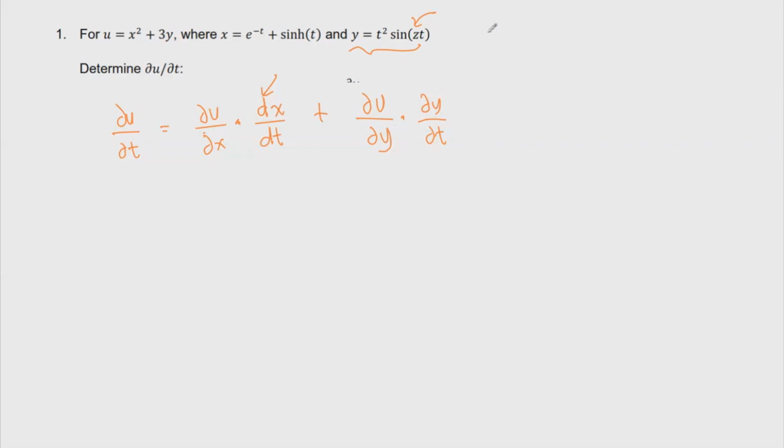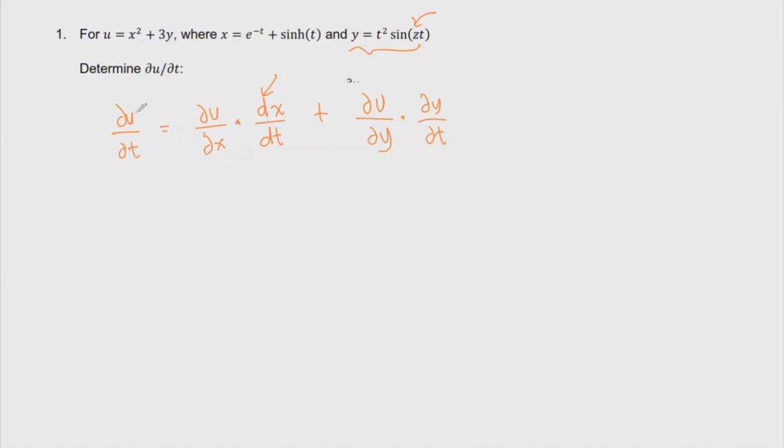If, for example, z is equal to cosine of t, then we add another term, partial u over partial z, times dz over dt, because z is a pure function of t, so we use the normal d instead of the curly d. I hope I made myself clear on that discussion about dx and the curly y.